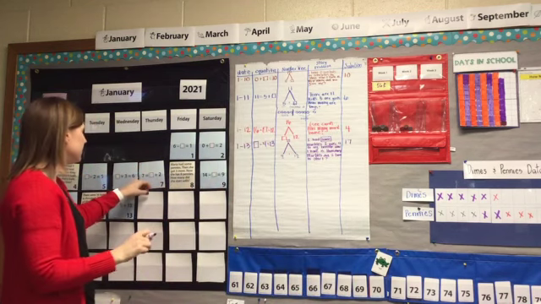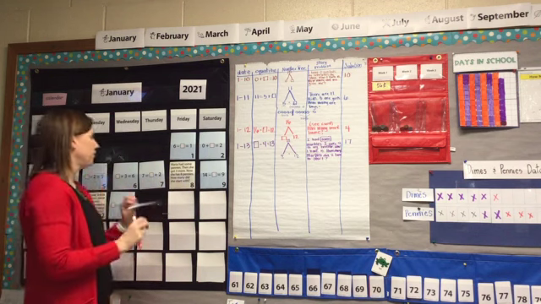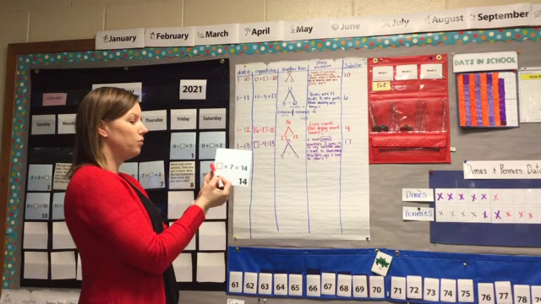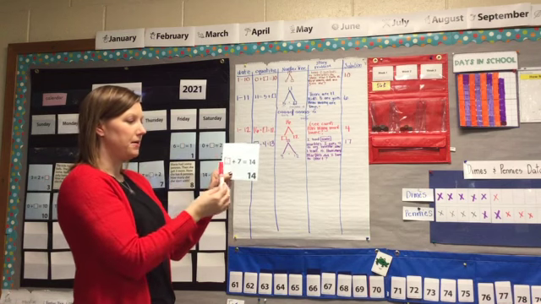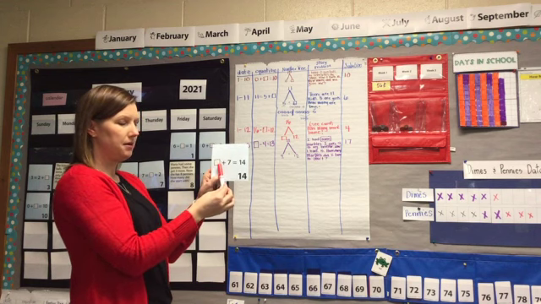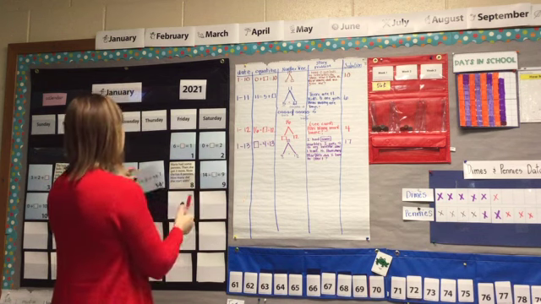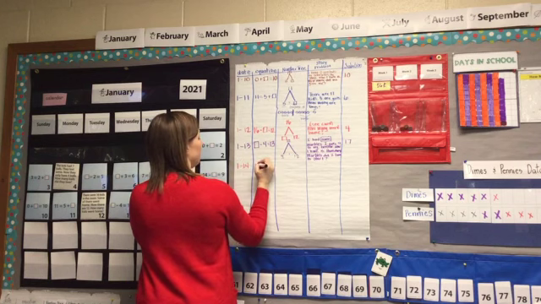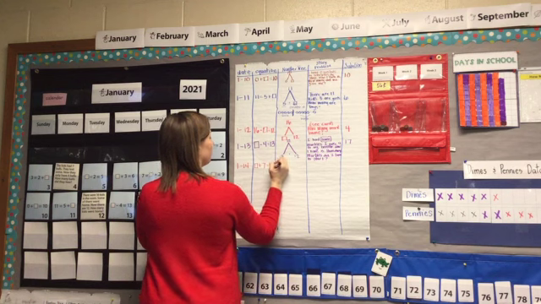All right, so let's take a look at today's card for Thursday, January 14th, 2021. Again, we're starting with something we don't know. This time, excuse me, it's a missing partner because I see an addition sign. Something plus 7 equals 14. So let's get that written down. So on January 14th, the equation is something plus 7 equals 14.